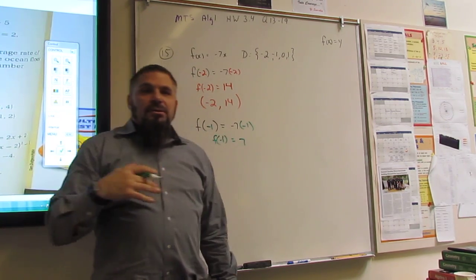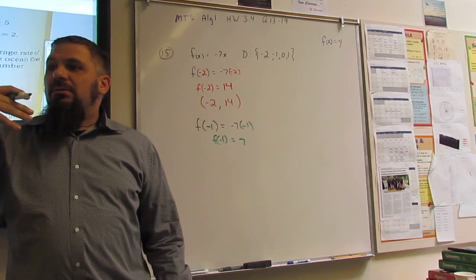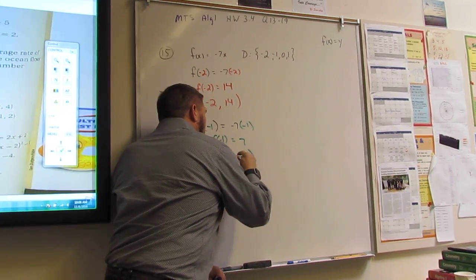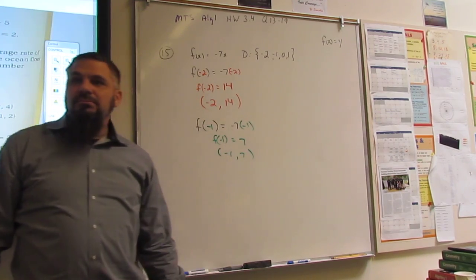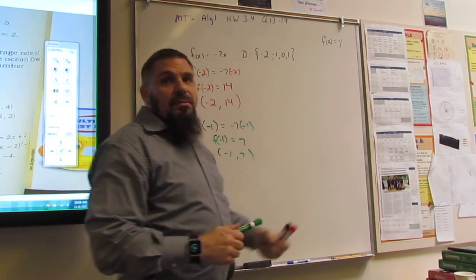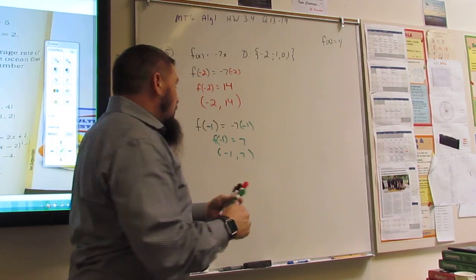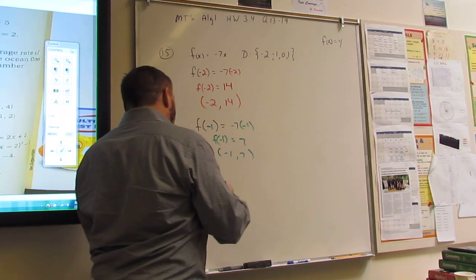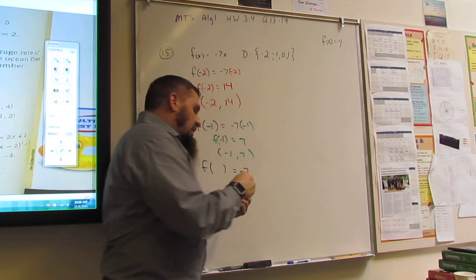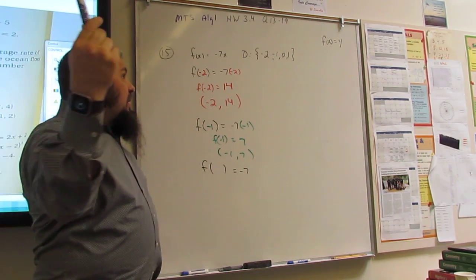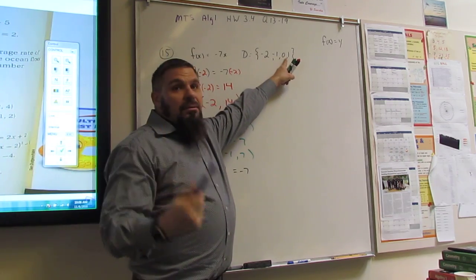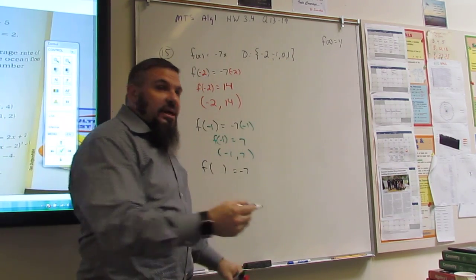Okay? So this is your coordinate again. Negative 1 and 7. Okay? Now I got to plug in 0. So let's do that in purple. F of equals negative 7. So what do I put in purple? 0. So you plug it in.